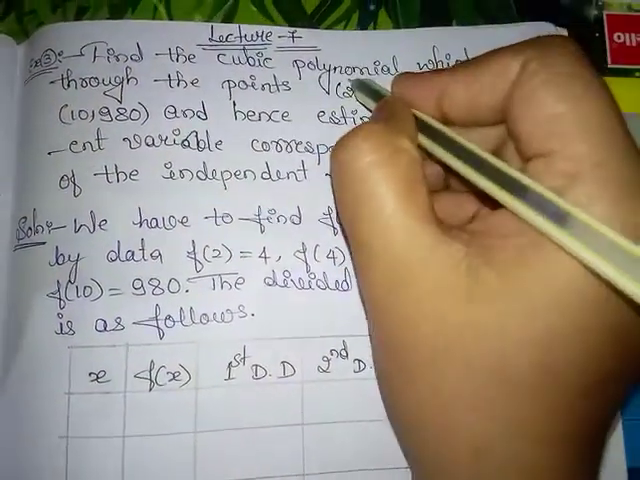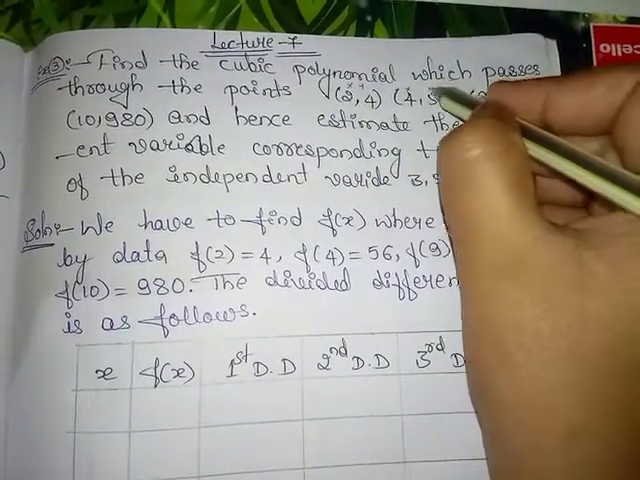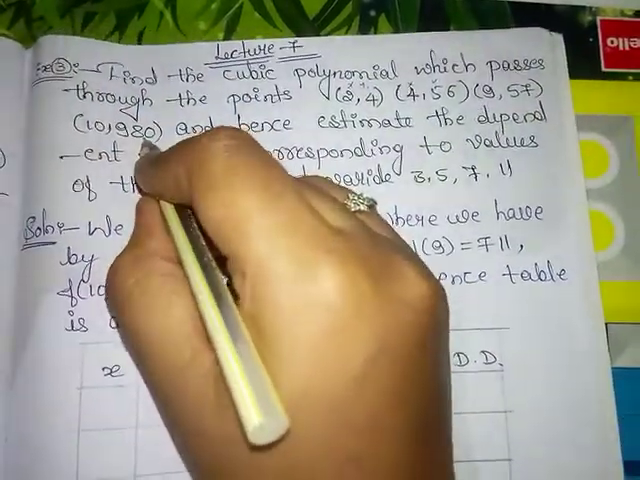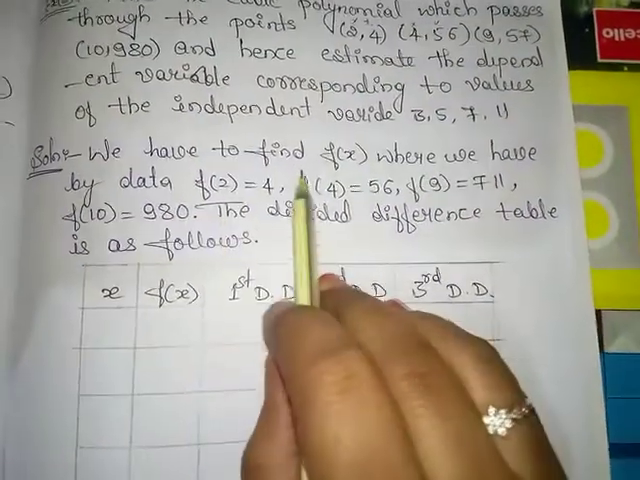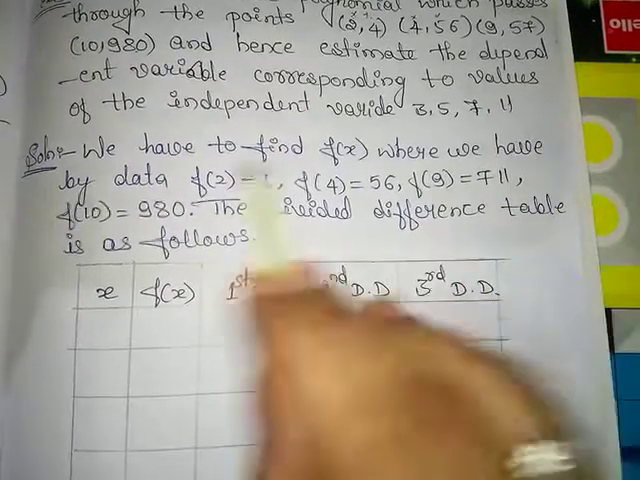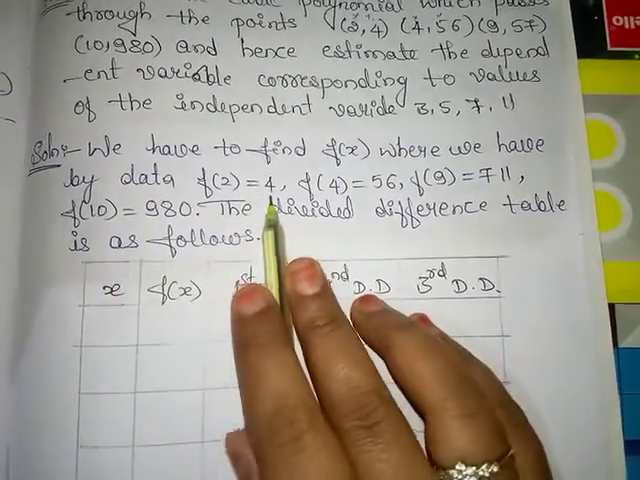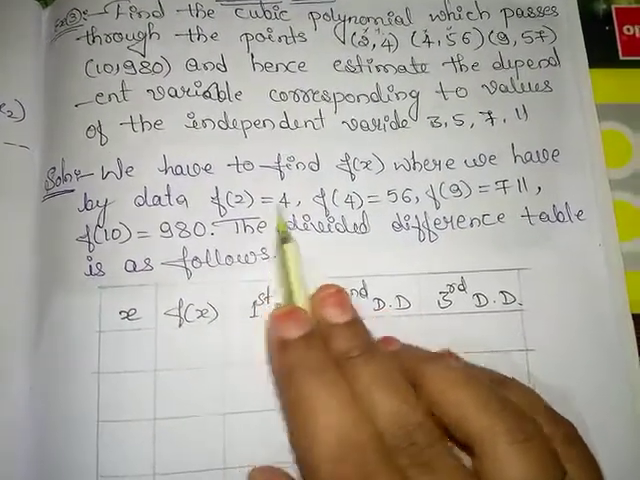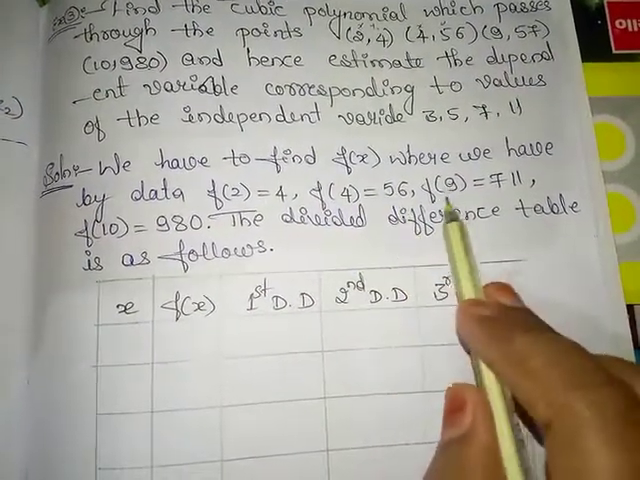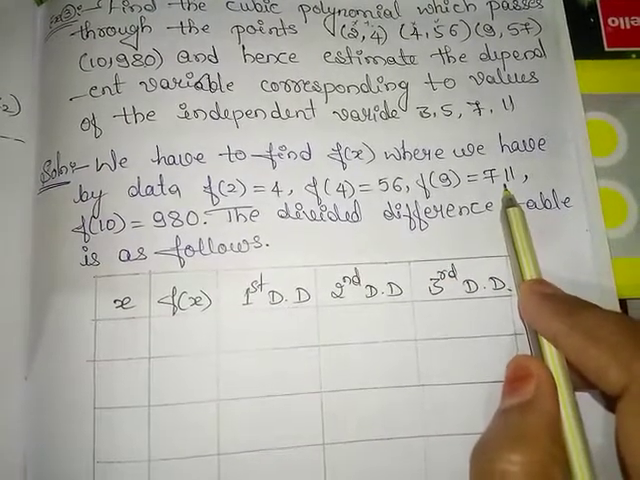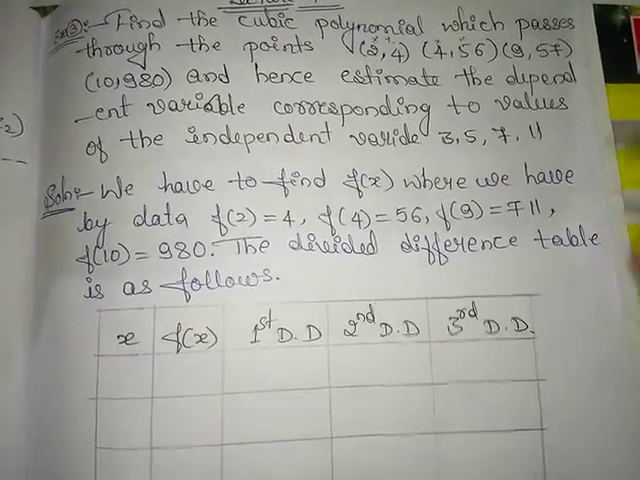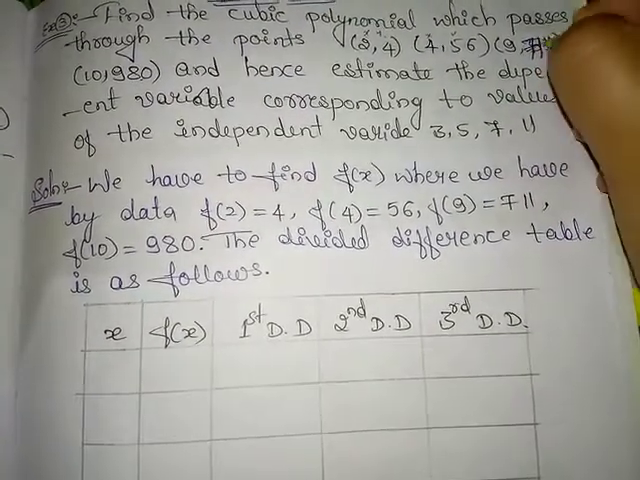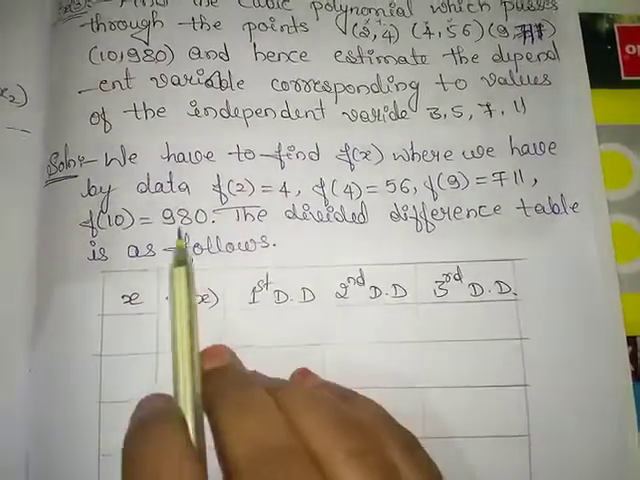Here they are given the ordered pairs. We know that this is of the form x comma y, that is x naught, y naught, x1, y1, x2, y2, x3, y3. We have to find f of x where by data f of 2 is equal to 4. X naught is 2, y naught is 4, and f of 4 is equal to 56, f of 9 is equal to 711, and f of 10 is equal to 980.